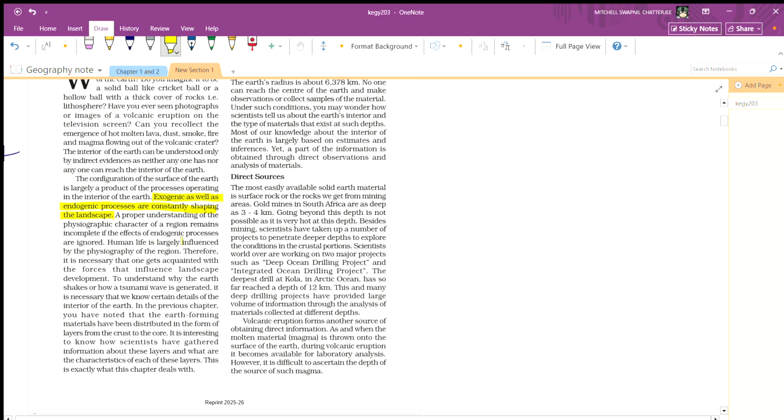Human life is largely influenced by the physiography of the region. Therefore, it is necessary that one get acquainted with the forces that influence landscape development. To understand why the Earth shakes and how a tsunami is generated, it is necessary that we know the details of the interior of the Earth.